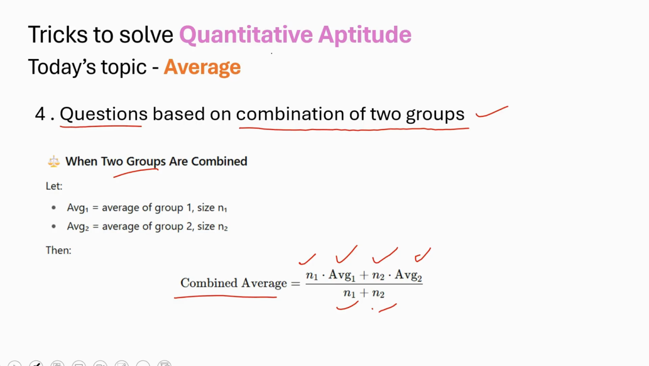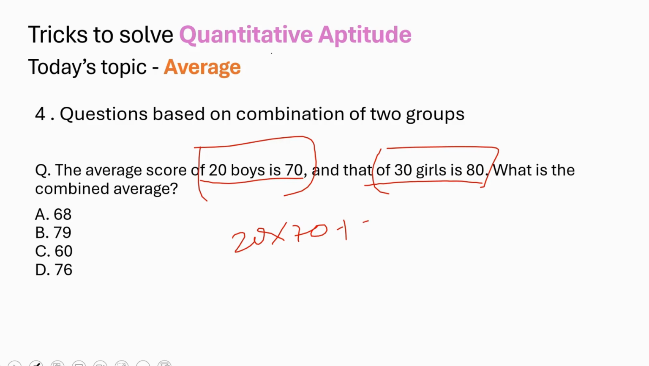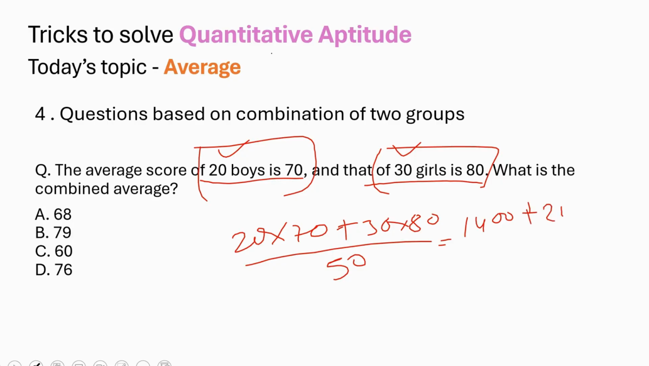So let's solve some questions based on this scenario. Here the question is: the average score of 20 boys is 70 and that of 30 girls is 80. So what is the combined average? This is our first group, this is our second group. So 20 into 70 plus 30 into 80, and total students is 20 plus 30, so total 50. If you solve this, 1400 plus 2400 is 3800, divided by 50, and if you solve it, it will come to 76.